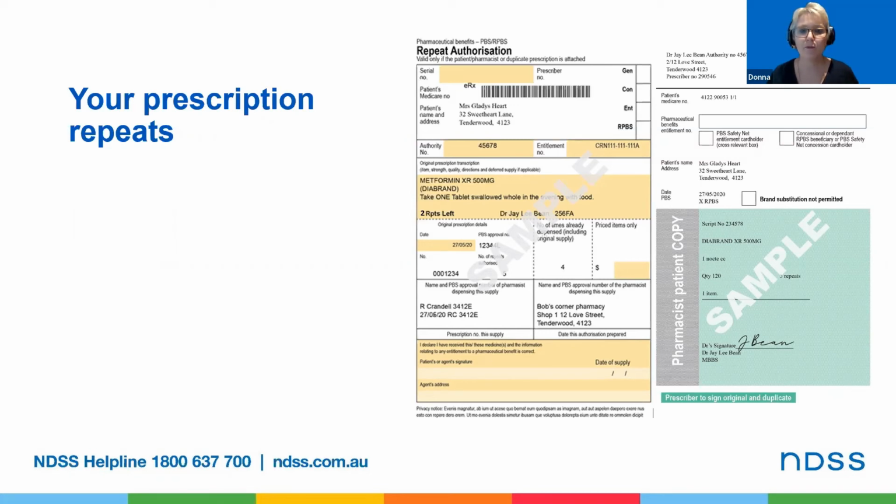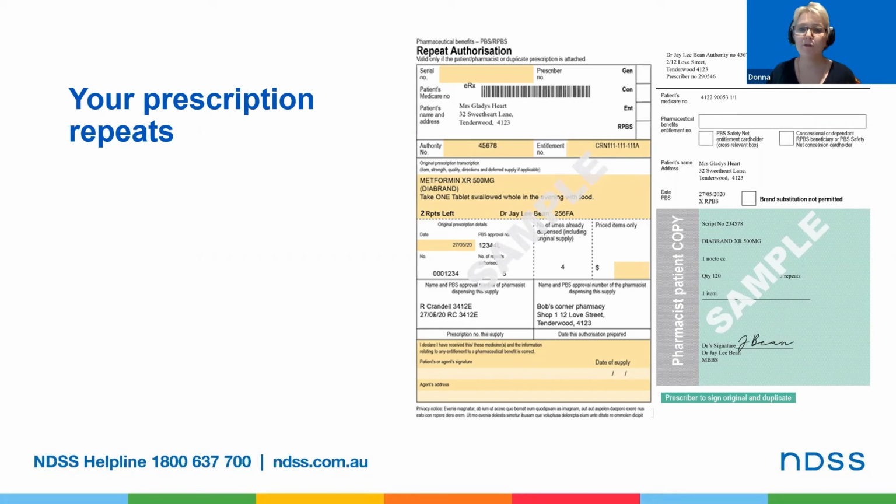This repeat form will have some of the same information, such as your address details, the prescription authority number, the medication name, the brand name, the directions in plain English as displayed on your medication label, your Medicare number, your concession, pension or safety net number, and the name of your doctor. As we mentioned, this repeat must stay attached to the original pharmacist patient copy that was supplied. This is noted also at the top of the repeat form.